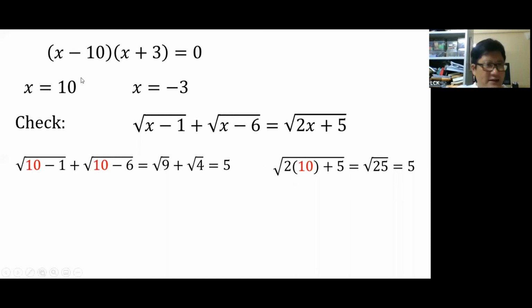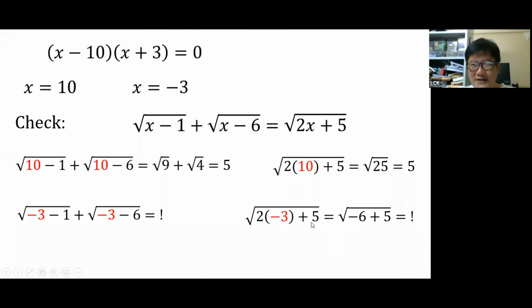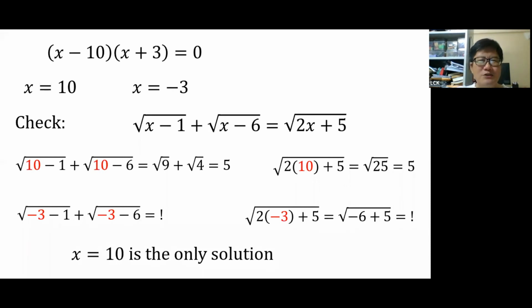Now, 10 checks out. Let's check out minus 3. And you will see that when you put in minus 3, when you substitute minus 3 into your left side, you get square root of minus 4, which doesn't make sense. Square root of minus 9, which doesn't make sense at all. And on the right side, again, you have square root of minus 1, which doesn't make sense. So minus 3 is not one of your solutions. The solution is just x equals 10.